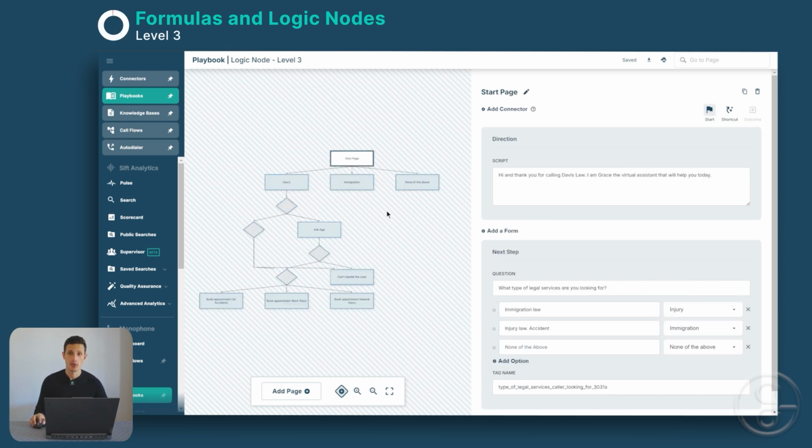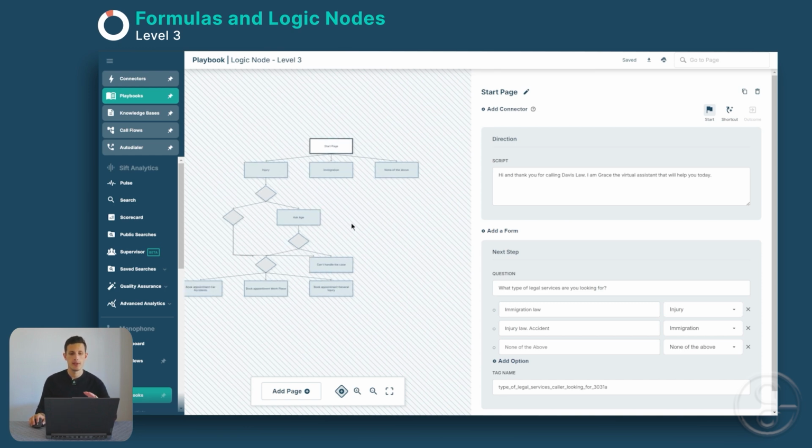Now we go into level 3 branching, where you can really get specific on where you want the caller to go based on the data. This is a playbook I've created for a law firm. Basically, this playbook is to qualify incoming leads and be specific on what they're looking for and whether they would be able to help this potential lead. So we have an intro page where they're asking, okay, what type of legal services are you looking for?